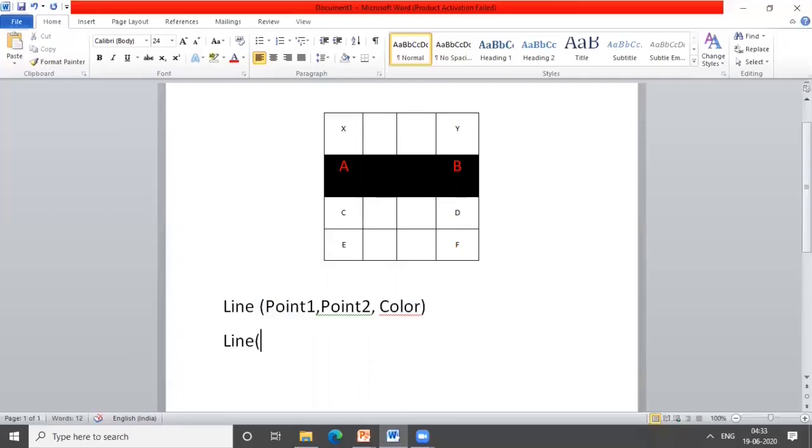Okay, we want a line between 2 pixels. Which are those 2 pixels? Yes, these are X and Y. Okay, and what should be the color of this line? It should be white. Okay, so this is the first command that will be stored in the memory.